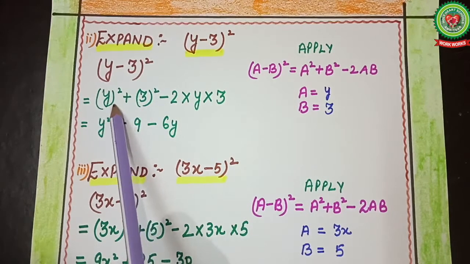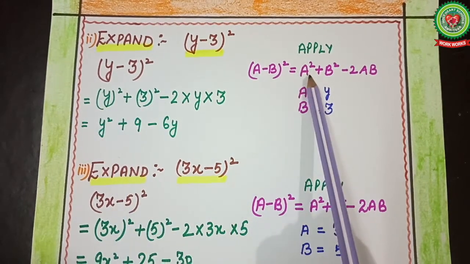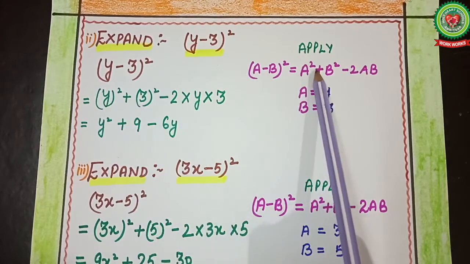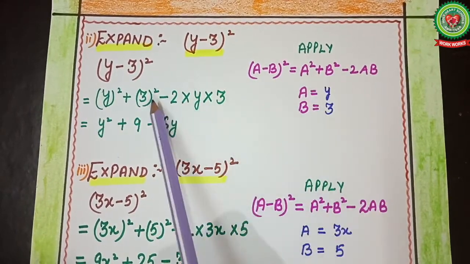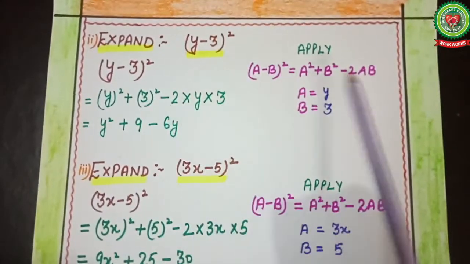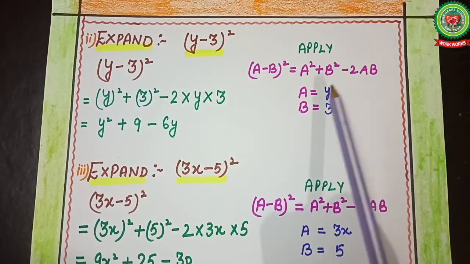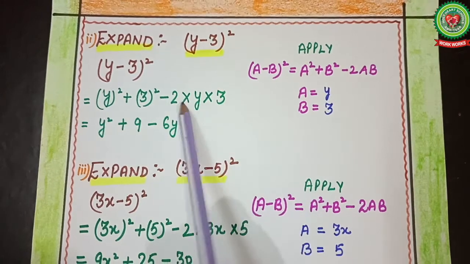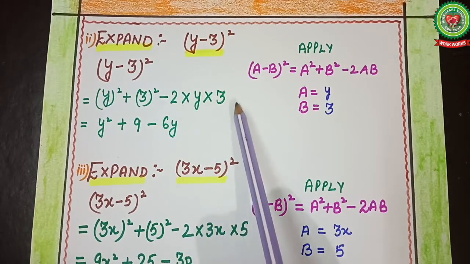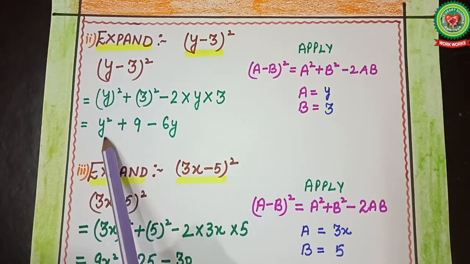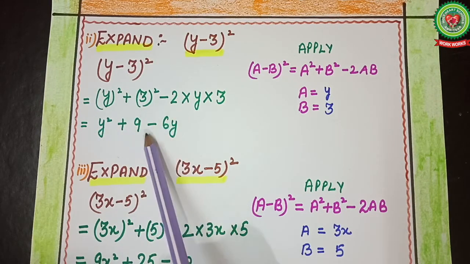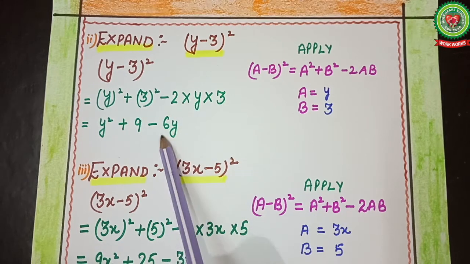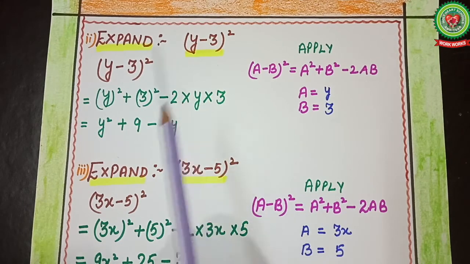So here you have to apply this identity. A square means y square, plus means plus, b square means 3 square, minus means minus, 2 means 2, ab means a multiply b, y multiply 3. So you will write here 2 multiply y multiply 3. So square of y is y square, plus means plus, square of 3 is 9, minus means minus, 2 into 3 is 6, y will be y. So this is the answer for this statement.